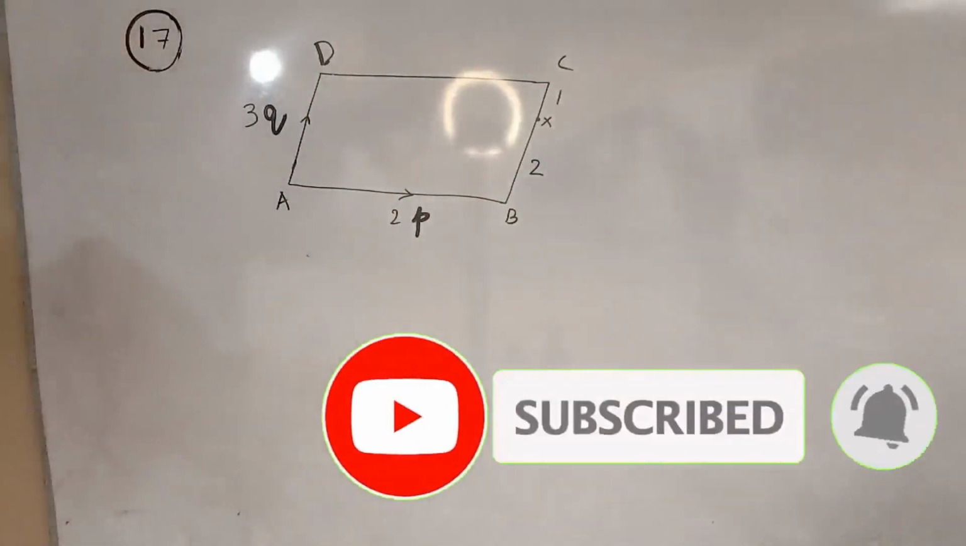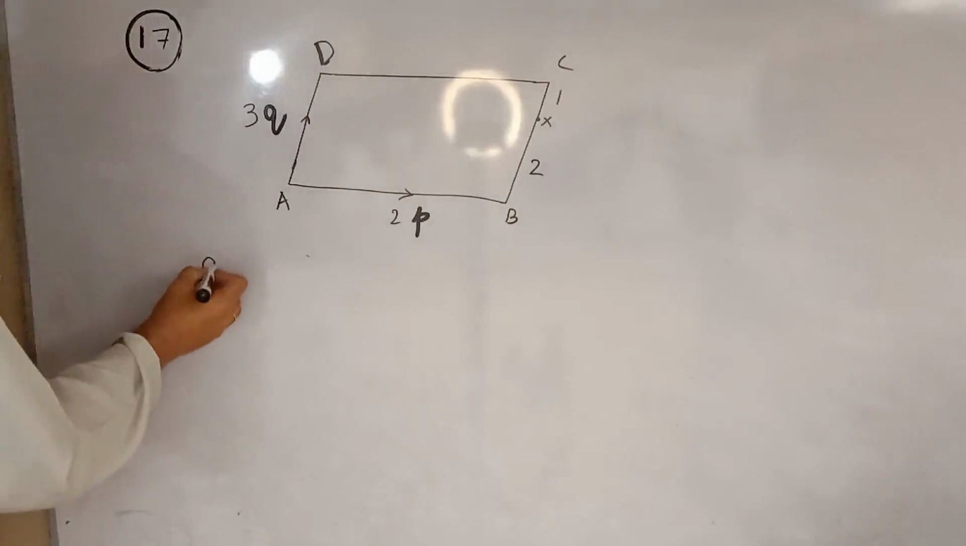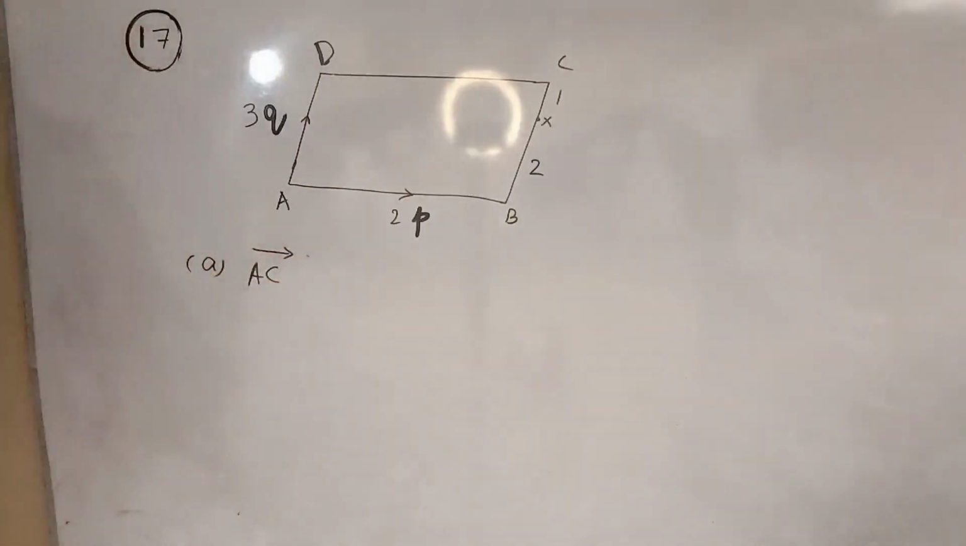Question is, find in terms of P and Q. A part is AC. We have to find the AC vector.